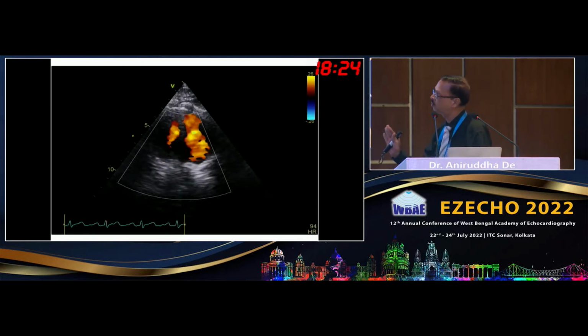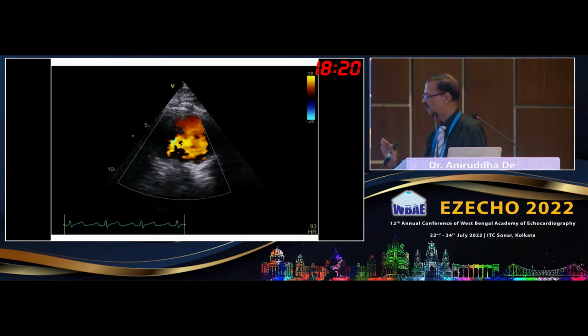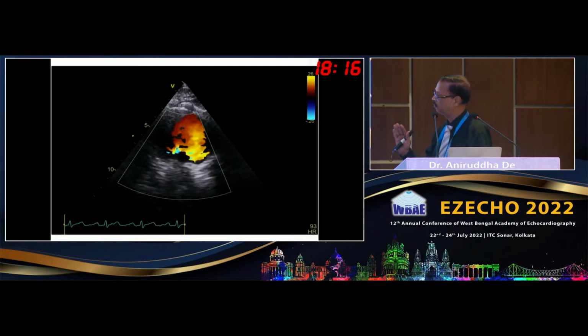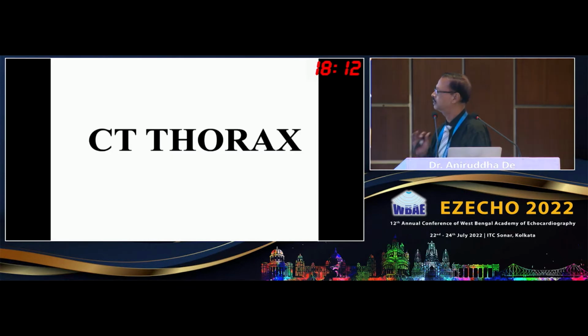But I could not go beyond with this transthoracic echo. Then the patient was lost to follow-up for a few months and then came back to me with a CT thorax. Before that, this doesn't look like an arterial flow. This looks like some AV communication probably. I could not demonstrate it.